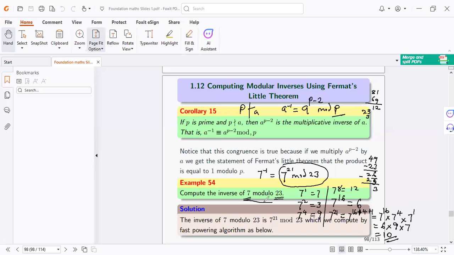And as I said, sometimes you need to combine the methods. You can see we began by Fermat's little theorem, and then towards the end, we've used the fast powering algorithm. We look at another example.